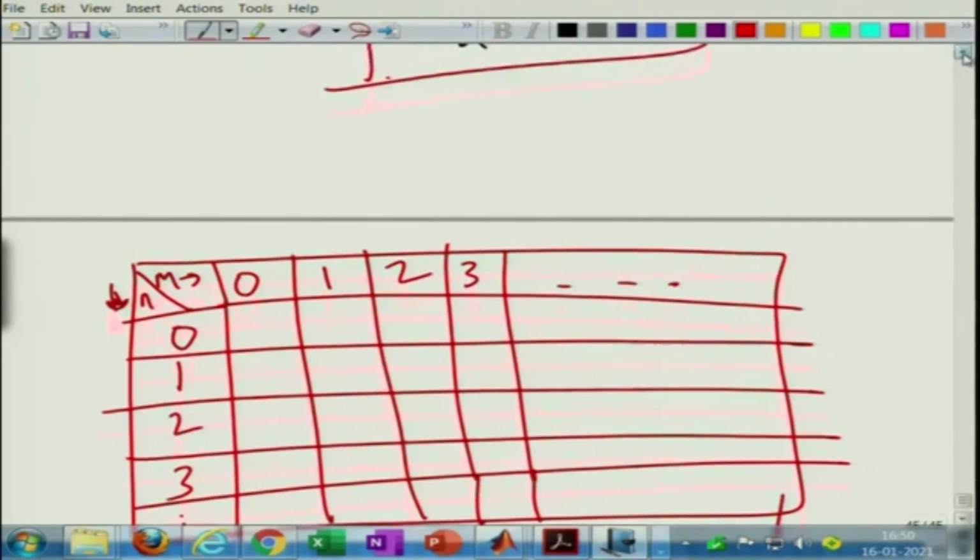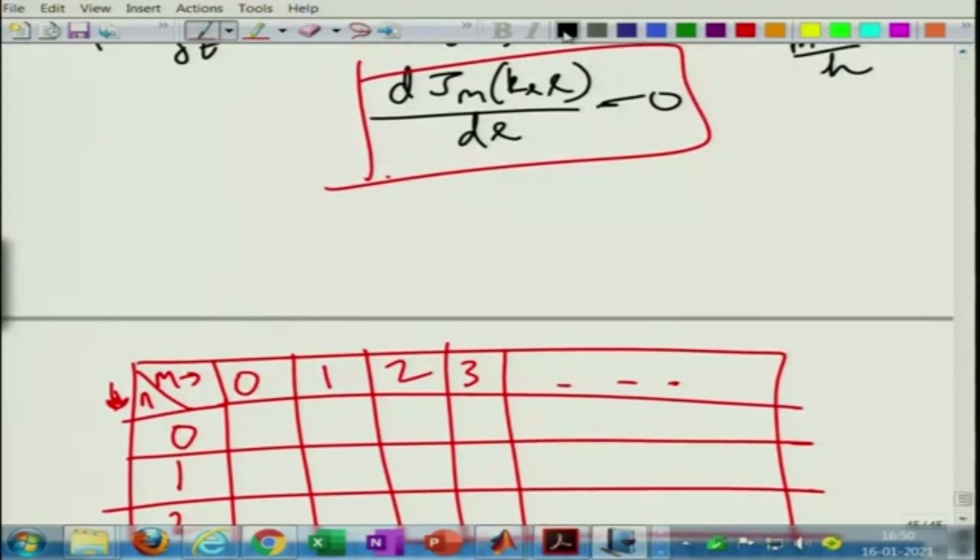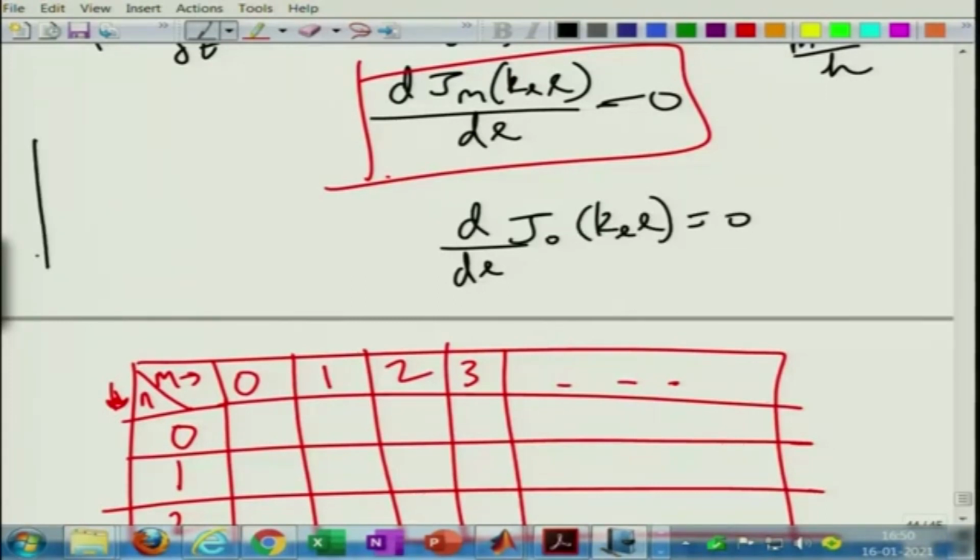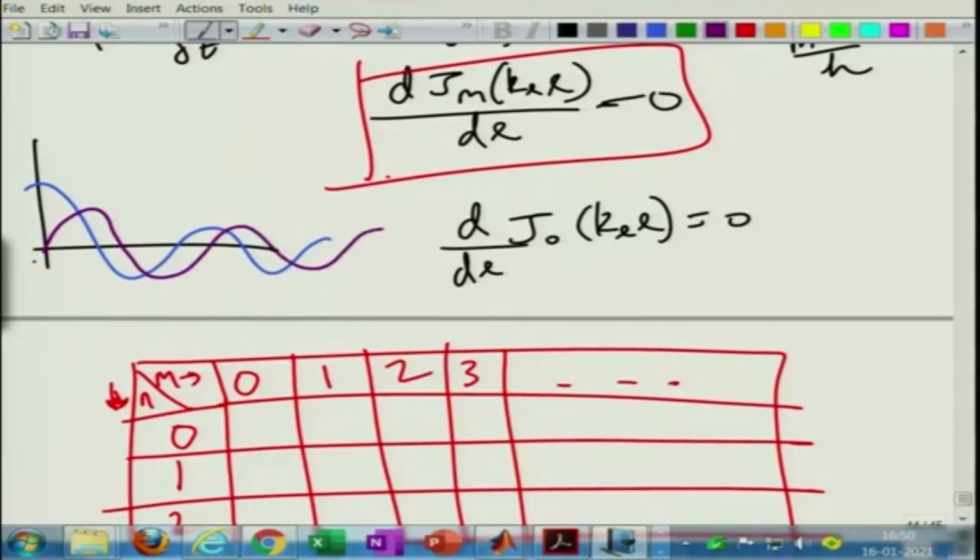Now, for this particular equation, if we fix m equal to 0, so we have the derivative of the 0th order Bessel function, what are we going to get? I just briefly discussed the variation of the Bessel function of 0th order. The derivative of that would actually start from 0. So, it will be something like this. You will always find the first root of the derivative of the 0th order Bessel function starting from the origin, or r equal to 0.